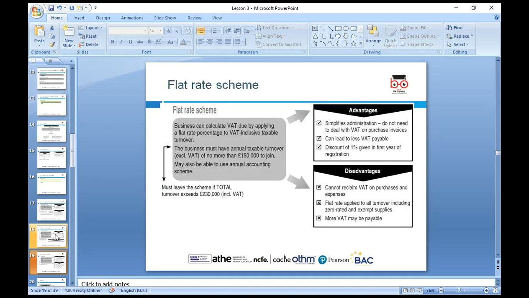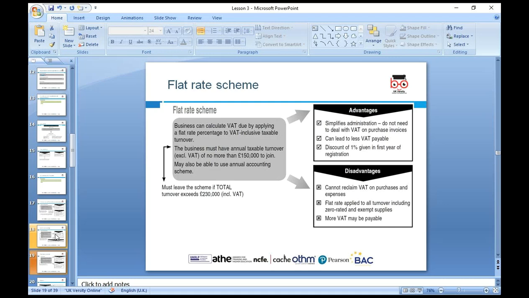Okay, flat rate. Flat rate is a scheme where a business can calculate VAT by applying a flat rate. We're not looking at input and output VAT here. We're just looking at output, how much it is worth, and we can register if turnover is 150,000, and we can stay on this scheme up to 230,000. This is excluding VAT and including VAT.